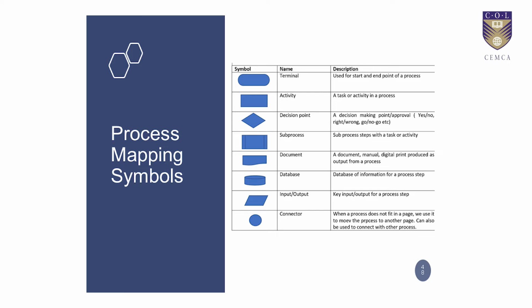If the process is moving from one page to another page, we use this circle as a connector, and we write in this connector page 1 moving to page 2. That's how we use the connector as page 1, page 2 and page 3, to ensure that the process is continuing from one page to another. So this is a little detail about the different symbols that we use in process mapping.